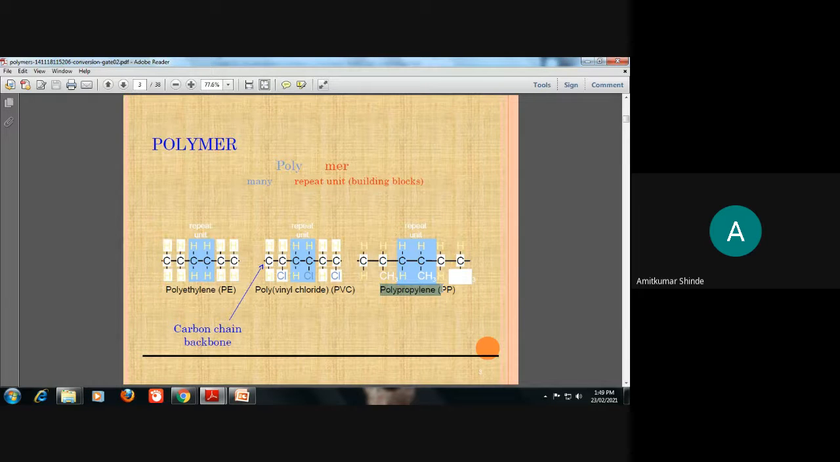Now we will move towards the meaning of the polymerization process. Now what is the polymerization? If you have understood this monomer and polymer, it will be very simple.